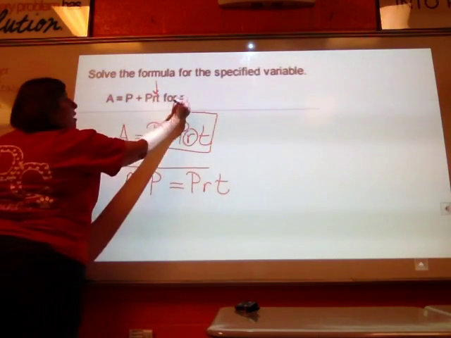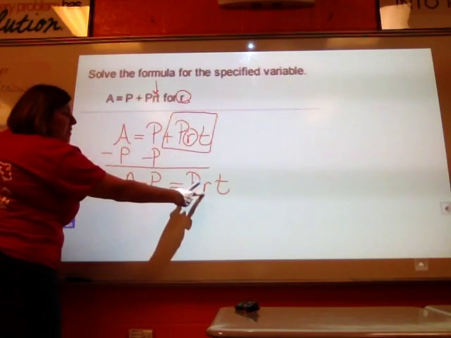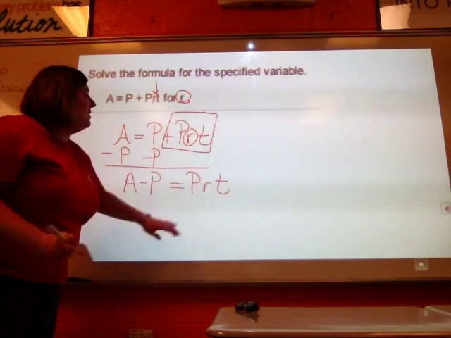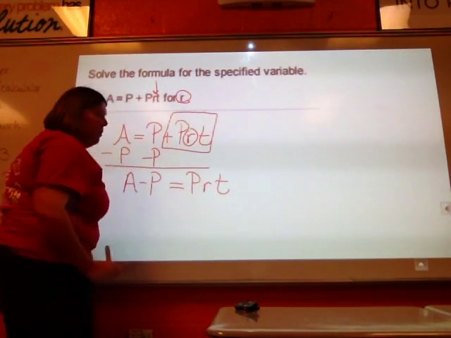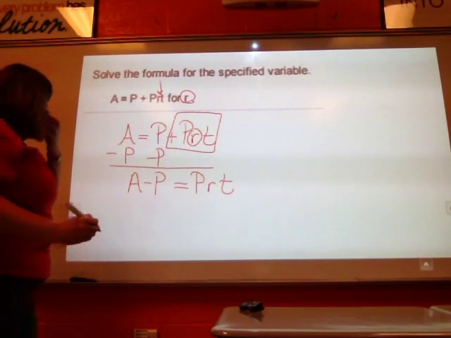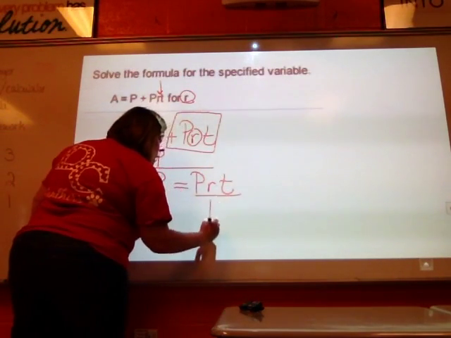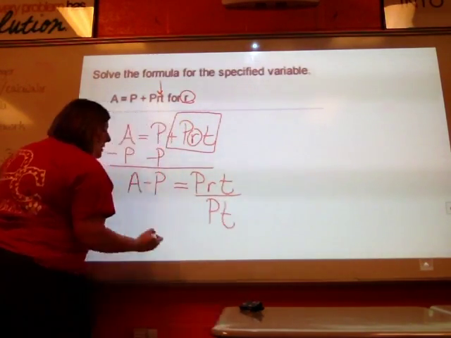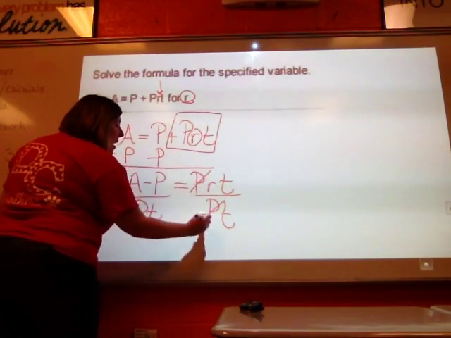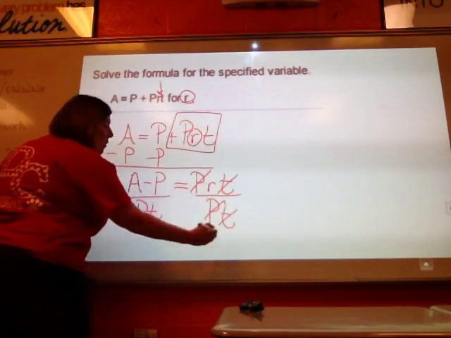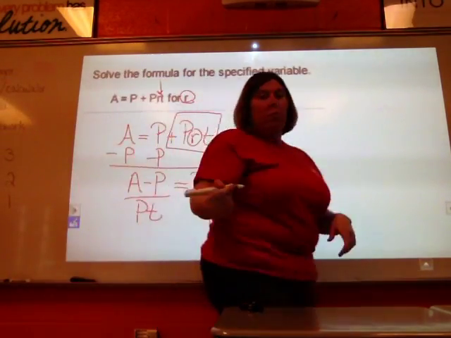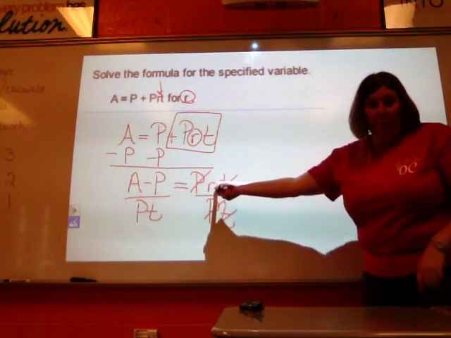Now, keep in mind I'm solving for R. So that means I've got to look at what's happening within that term. Within that term, all of these things are being multiplied. So the inverse of multiplication is division, and I can divide by P and T. And I can divide over here by P and T. My P's will cancel out over here, and my T's will cancel out right there. That leaves me with R, which is what I wanted to get by itself to begin with.